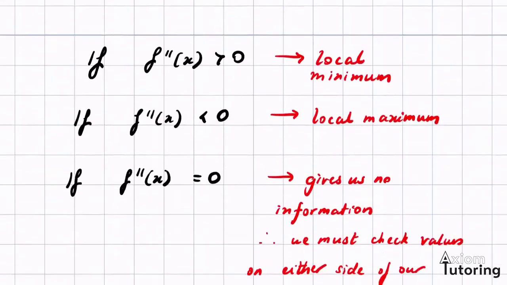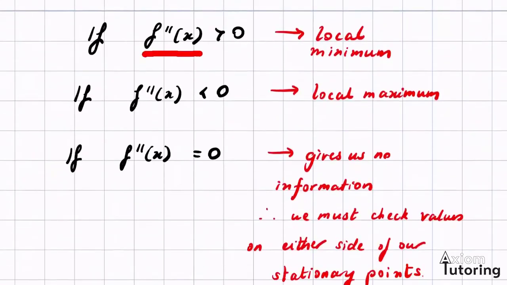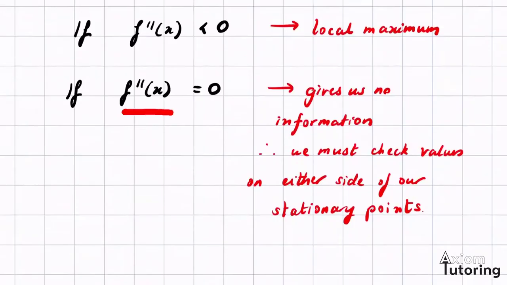If the value of our second derivative at the x coordinate of our stationary point is greater than 0, that is a local minimum. If the second derivative value is less than 0, that is a local maximum. And if our second derivative value is equal to 0, well, then that gives us no information, so we must check values on either side of our stationary points using our first derivative method.